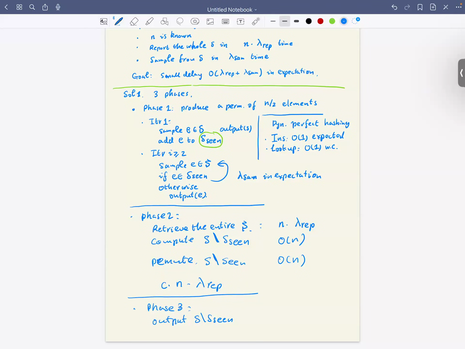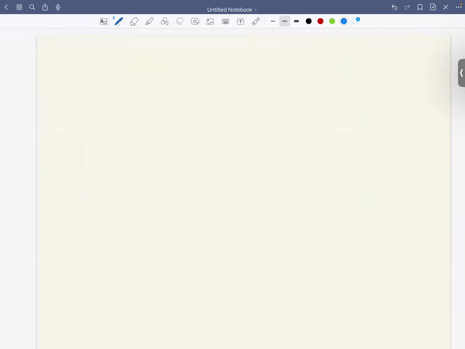Okay, so I will give you solution 2, and solution 2 will give you the entire permutation. Now this time promised. Every time I output something, you will have lambda rep plus lambda sen in expectation. By the way, this is in expectation because the amortized cost is also in expectation. You see what I mean? But if the amortized cost holds in the worst case, then the reduction will preserve the worst case guarantee. Good.